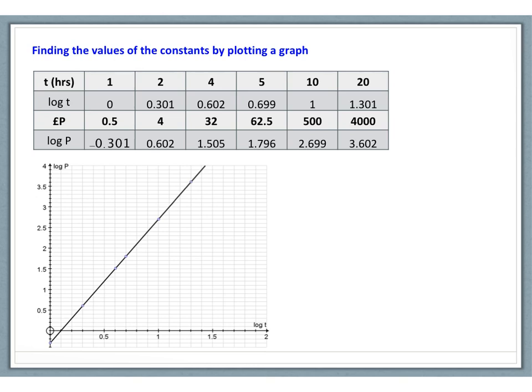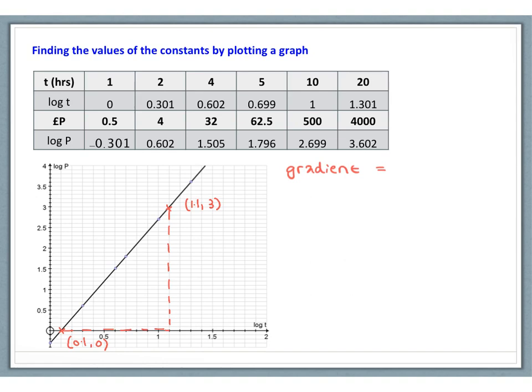Now, the first thing we're going to do is find the gradient of this graph, which we know is equal to n. So I'm going to pick 2 points which we can see very clearly. Now this point here has an x-coordinate of 1.1 and a clear y-coordinate of 3. And this point here has an x-coordinate of 0.1 and a y-coordinate of 0. Pick points as accurately as possible and do not use any of the values from the table. Use the line of best fit that you should have drawn to match the points as closely as possible.